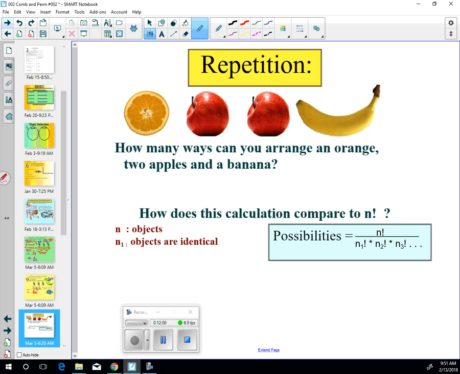So now we've got a couple other considerations: repetition and circle. First thing with repetition, what if you have 2 that are identical in here? How do you handle that in the probability? Well, how many ways are there to arrange, we'll call this apple 1 and apple 2, these 4? How many ways?